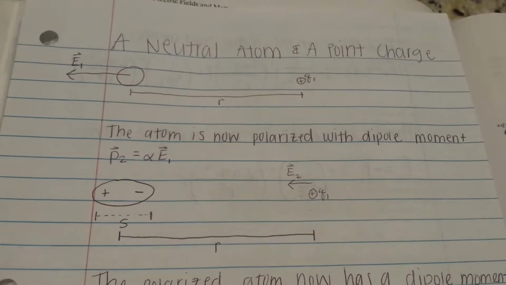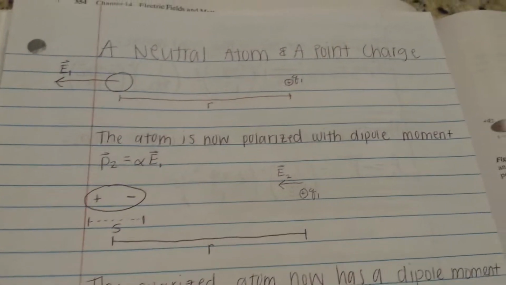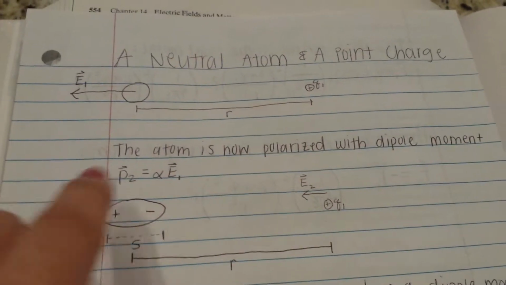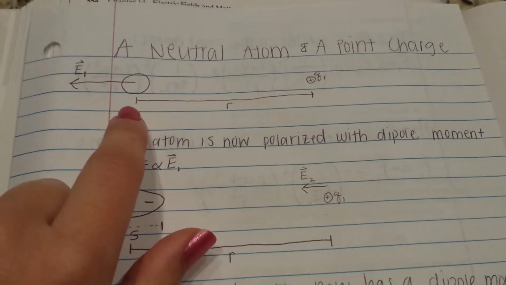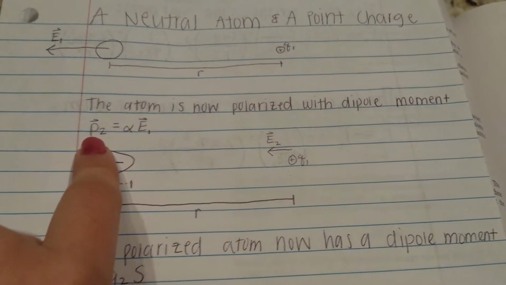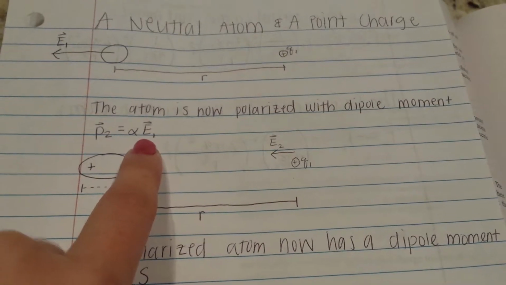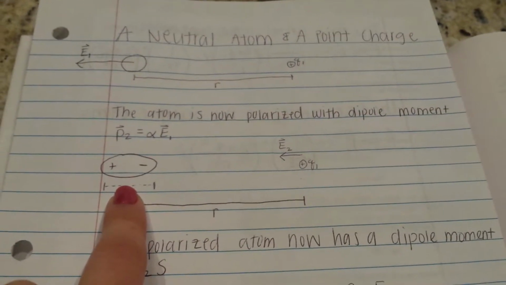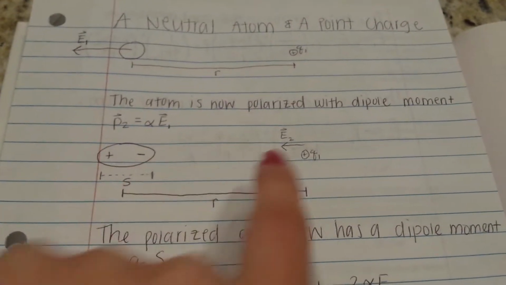This is my reassessment for chapter 14. I have a neutral atom and a point charge. This point charge causes an electric field on the neutral atom. The atom is now polarized with dipole moment P equals alpha times E1. So this is the induced dipole now here.